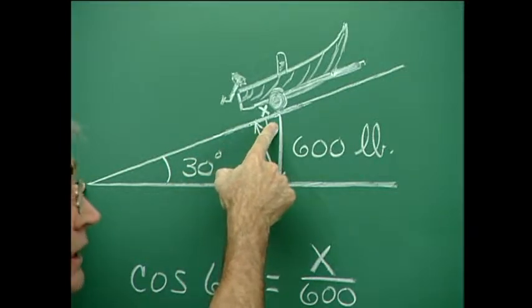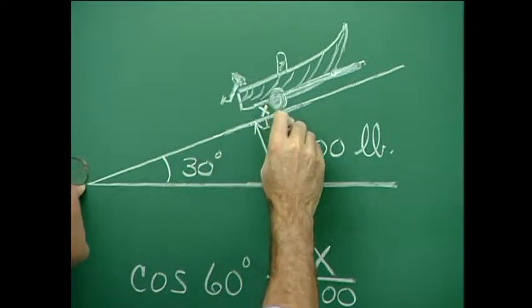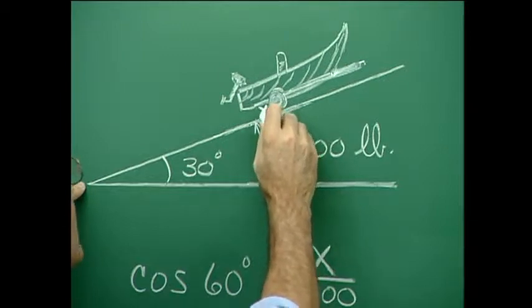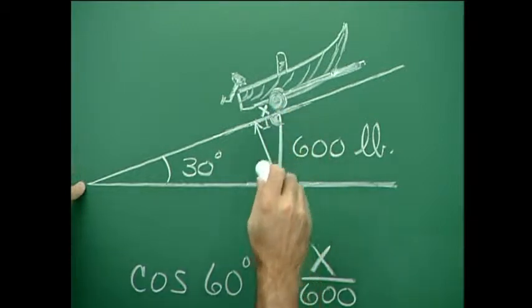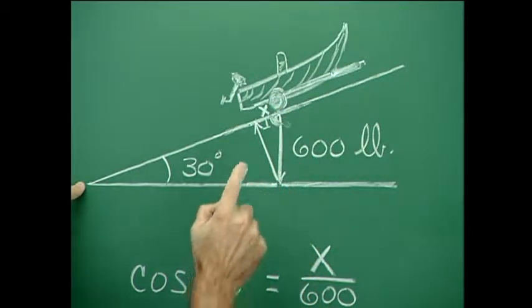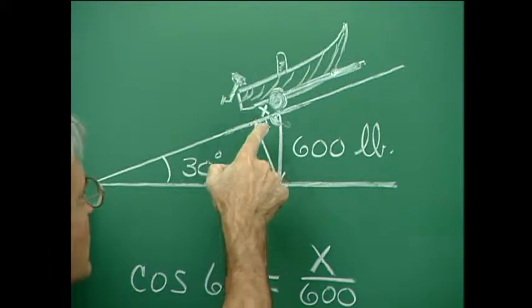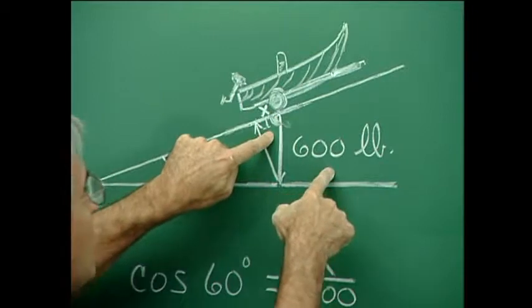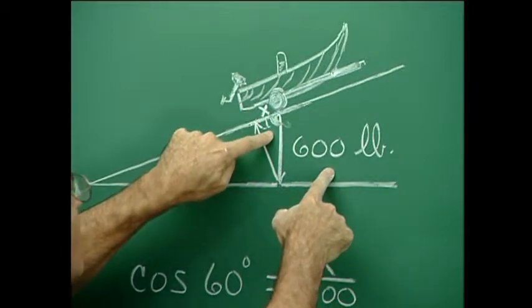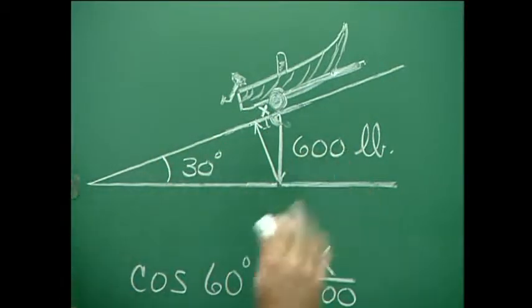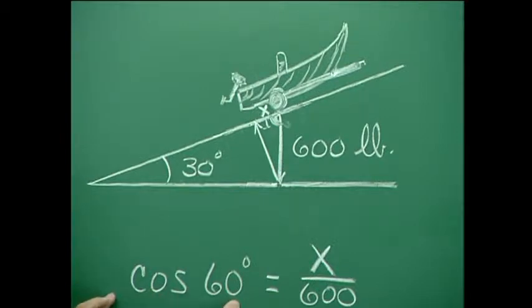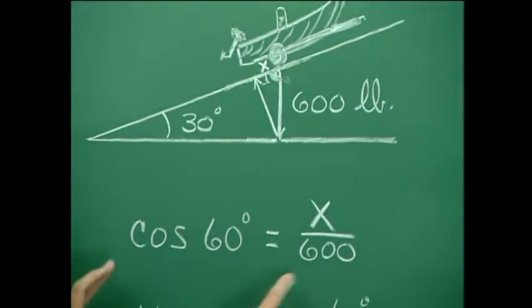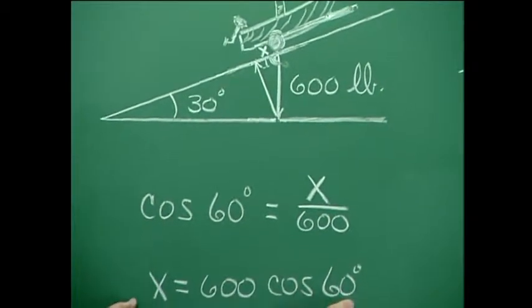So the angle inside the little triangle is 60 degrees. All right, so that angle right there is 60 degrees. From the standpoint of this 60-degree angle, we have an adjacent side and hypotenuse situation going on. So, that's cosine. So the cosine of 60 degrees is x over 600. X then is 600 cosine 60 degrees.